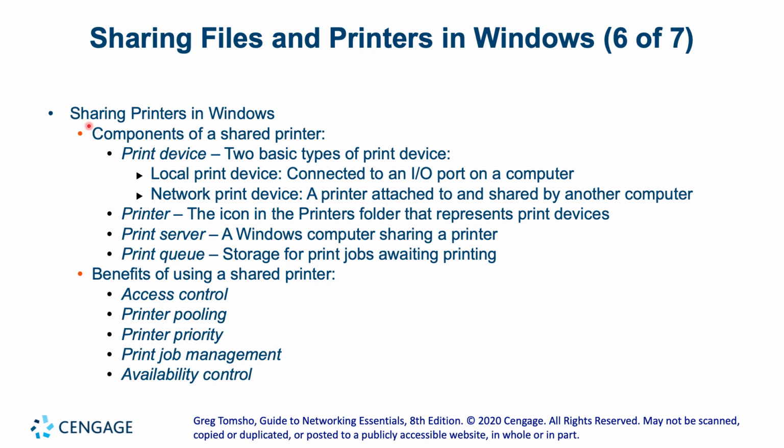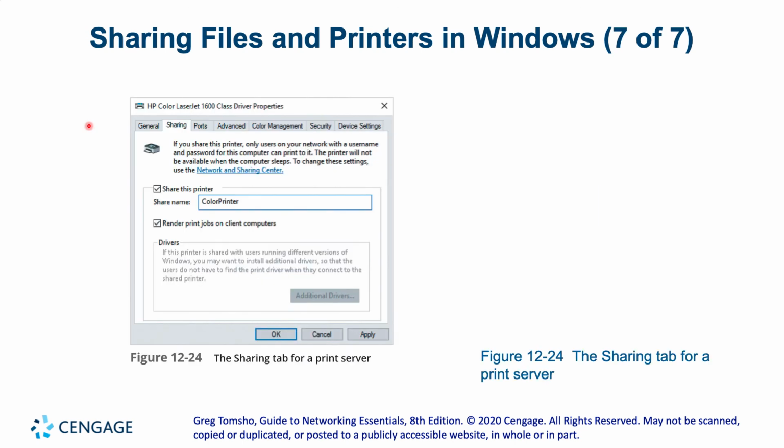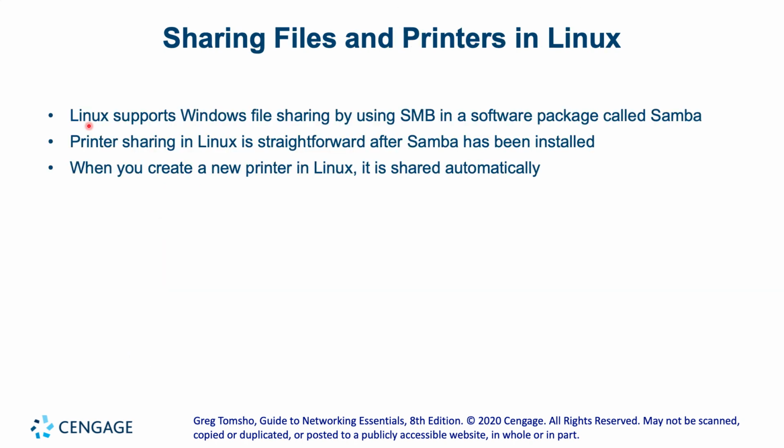So when I use a shared printer and I have these different components of the shared printer on different devices on the network, I gain those benefits. Here's an example of a dialog box that is setting up printer sharing. Linux also supports Windows file sharing using SMB. So I load a package called Samba, and it allows me to access Windows printers and files.